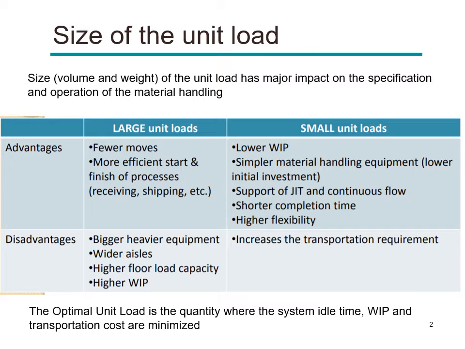So how can we decide on the optimal unit load? In order to decide, you need to consider different objectives at the same time. The optimal unit load is the quantity where the idle time, work in process inventories, and the transportation costs are minimized. If you can find such a solution that minimizes all of them at once, that is the optimal unit load for your system.